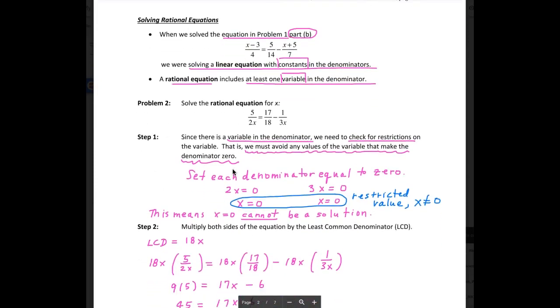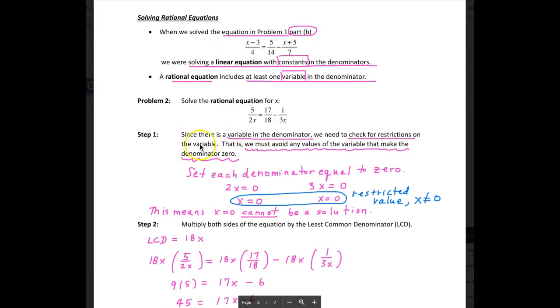Okay. What we need to do first, whenever we're dealing with a rational equation, is to check for restrictions on the variable. What this means is we have to avoid any values of the variable that make the denominator 0.